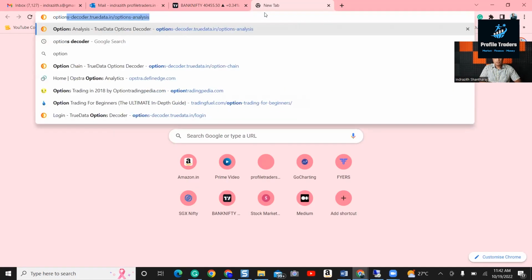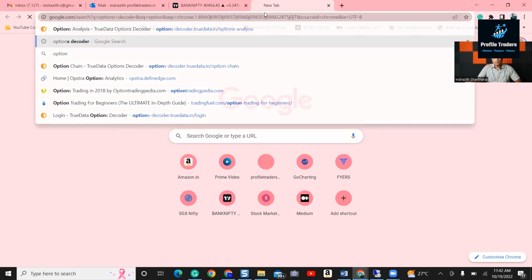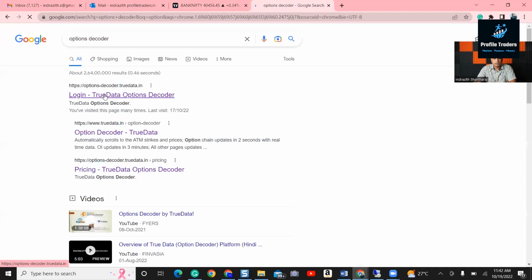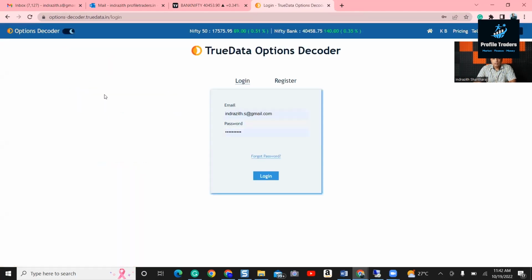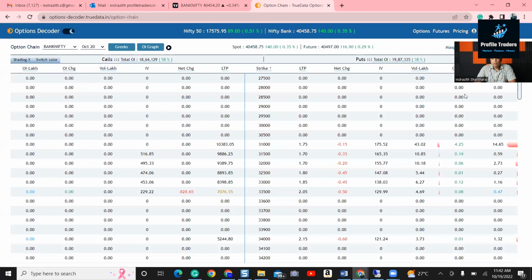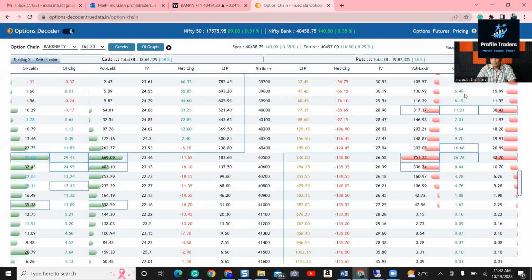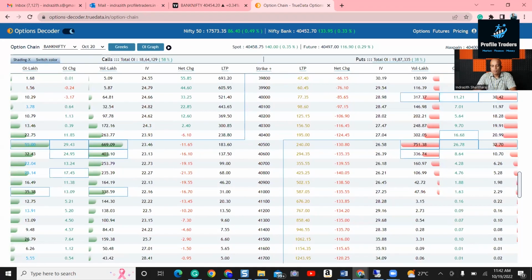So this is the Options Decoder link. You can Google search, you will get the information. Login. I have the license, so I'm logging in using my credentials. Once you log in, by default it will take you to the options chain page. This is the most useful and important feature actually.